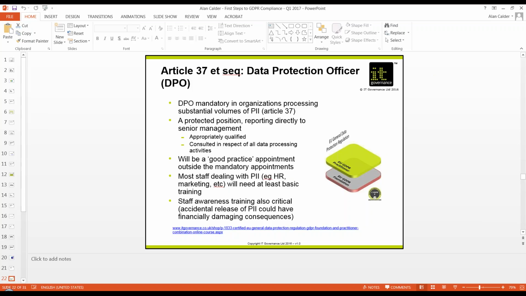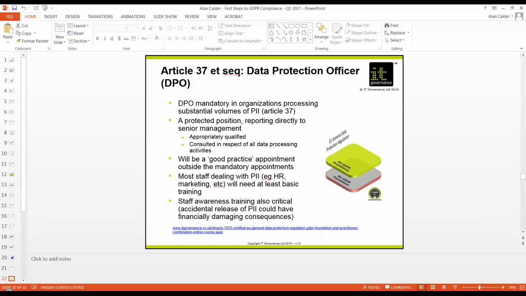A number of people inside the organization will need to have awareness of data protection. Could include people in the marketing team, obviously the HR team, it could be software development, process development, anywhere where you're dealing with personal data, and probably across the whole of the organization, staff will need to have a general awareness of their obligations around personally identifiable information.